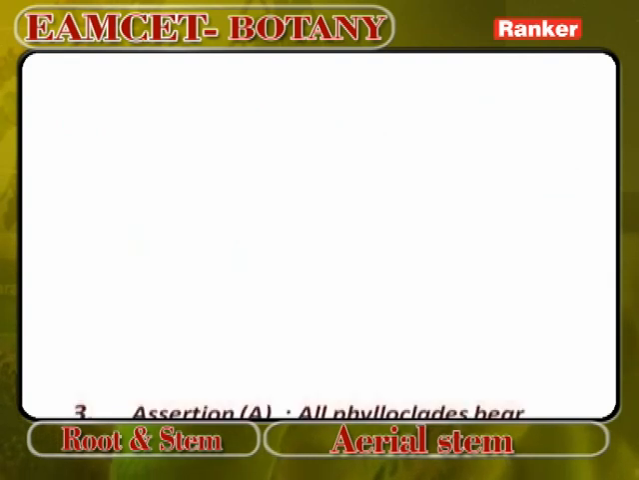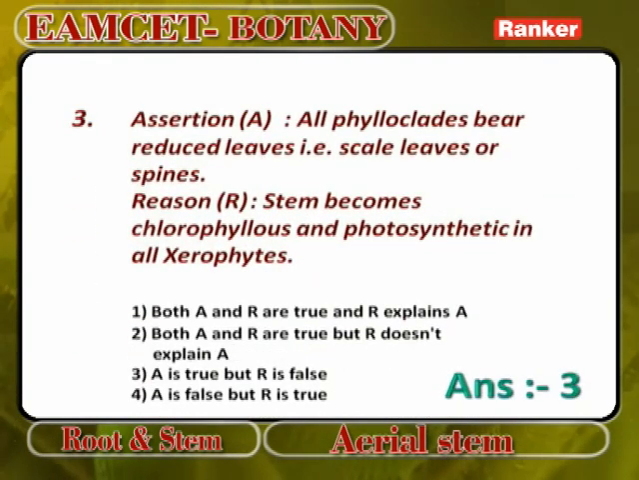Next, assertion: all phylloclads bear reduced leaves, that is scale leaves or spines. Reason: stem becomes chlorophyllous and photosynthetic in all xerophytes. A is true but R is false. In all xerophytes, the stem may not become so. In some xerophytes, leaves also become green, chlorophyllous and photosynthetic.